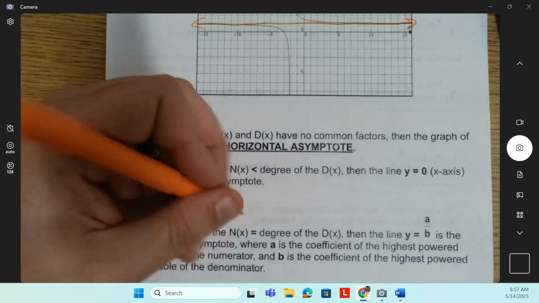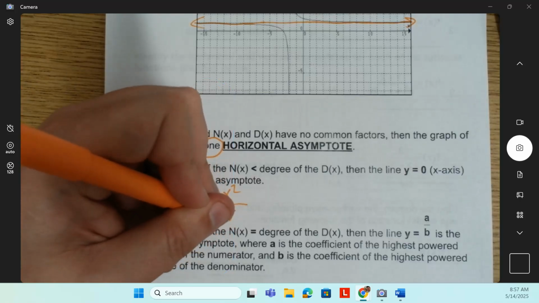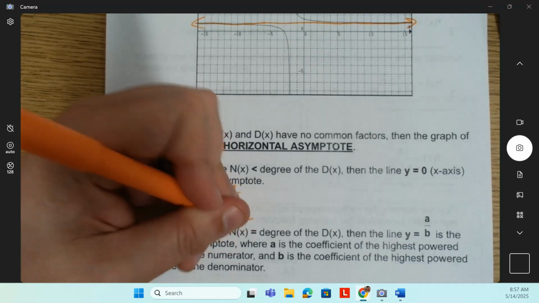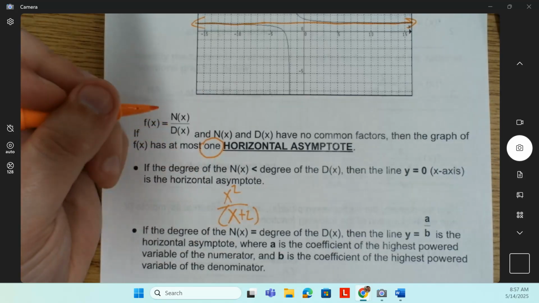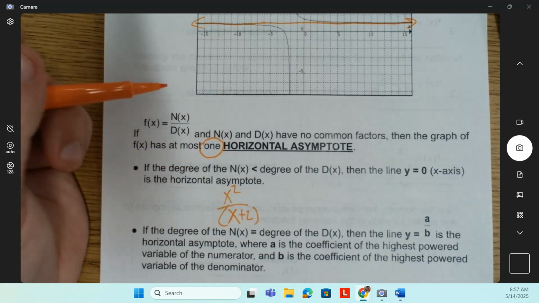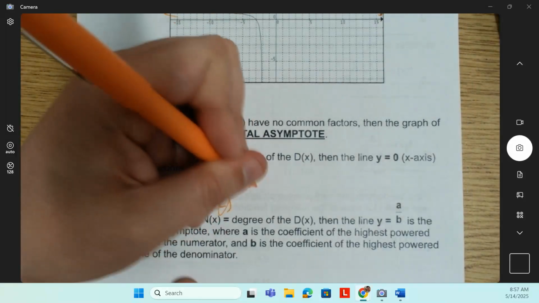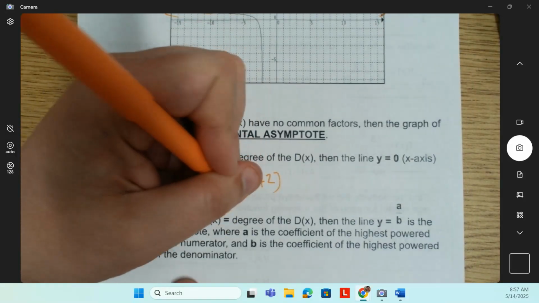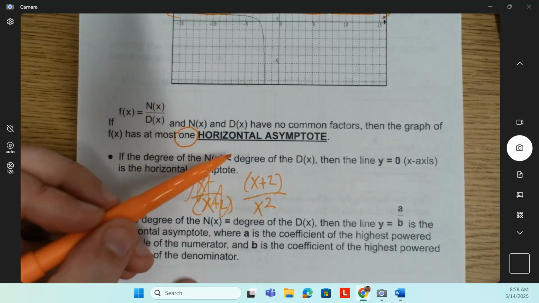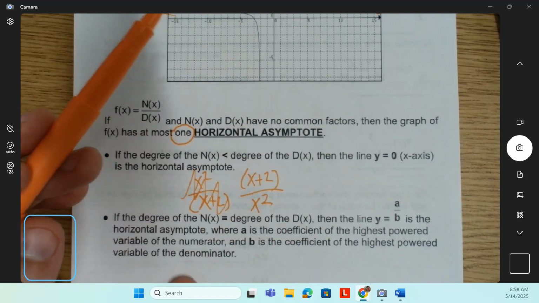So if you had, say, x squared over x plus 2, then, or no, I'm doing that the wrong way around. So if I have x plus 2 over x squared, meaning n(x) is less than d(x), then that's going to have that y equals 0 asymptote.